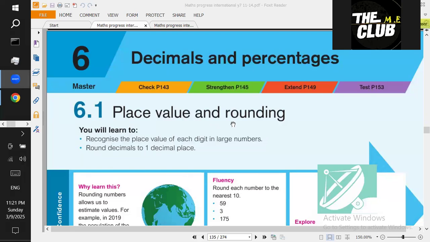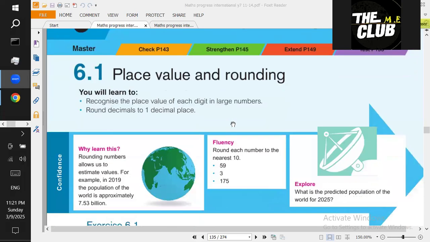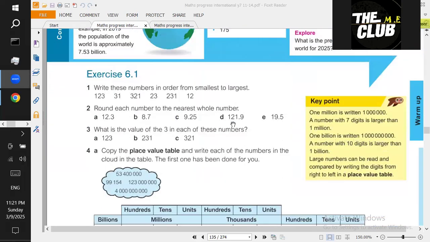Um, we know that the whole unit is here, yes. Okay, so let's go back here. Let's go down to with the questions. Sorry. Yes, yes. Okay, so question 1, write these numbers in order from smallest to largest.